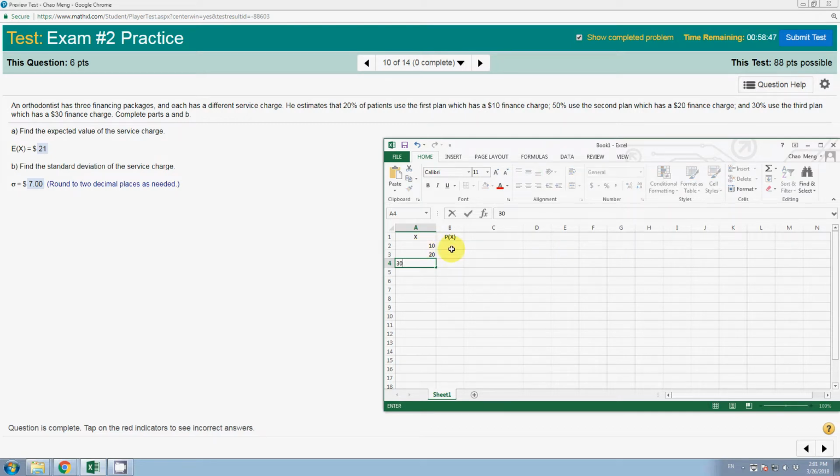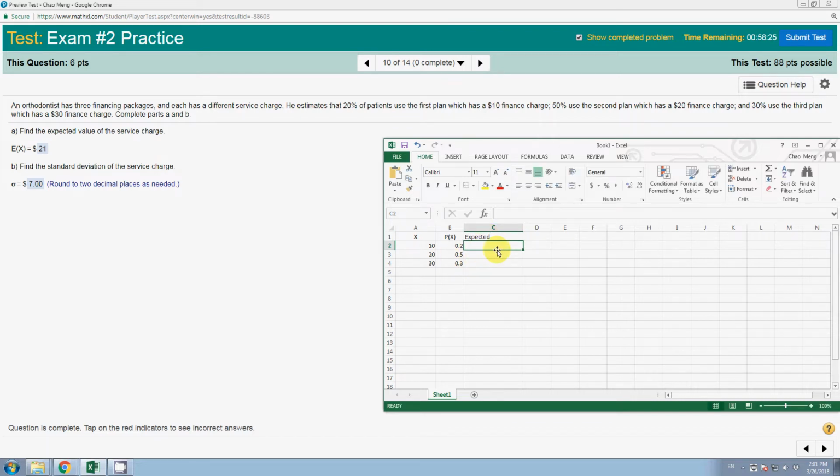Then let's get the corresponding probability. For $10, the probability is 20%, 0.2. For $20, the probability is 50%, and for $30, that's going to be 30%. Then let's calculate the expected value first.